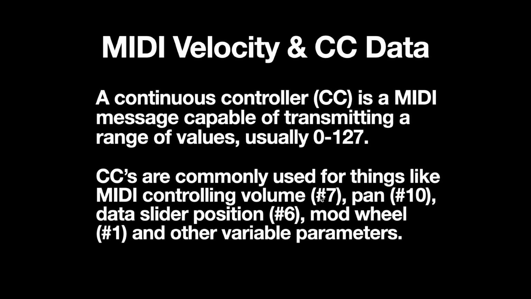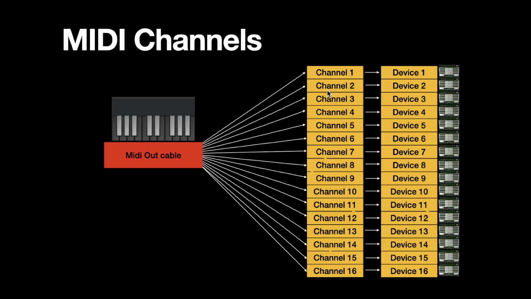And I'll show you this later when we start talking about MIDI volume. MIDI pan is number 10, and so on. So besides all the note information, there's also all this other information that you can transmit over MIDI. And that follows those channels. So if you're sending out MIDI volume on channel 1, it's only going to go to device 1, right?